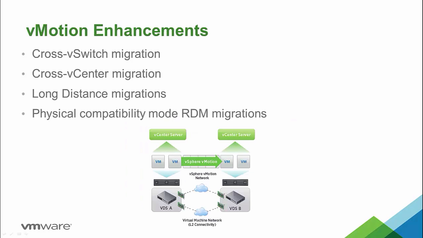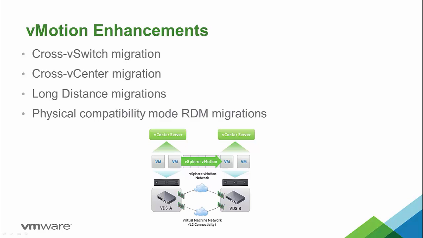The vMotion feature also saw quite significant improvements. As an example, now we can do cross vSwitch migration or cross vCenter migration, which means that now we can move a VM from the appliance vCenter to a Windows installation vCenter without any disruption. Before, you could do it with some difficulty, but you would lose all the historical data. Now you can do it as any other vMotion without losing any data.